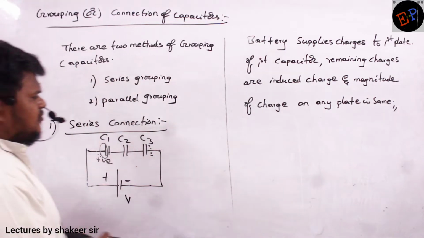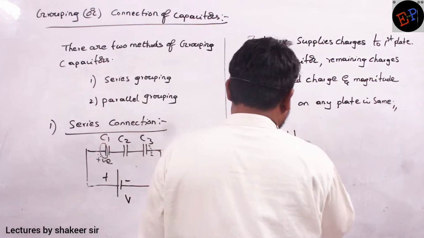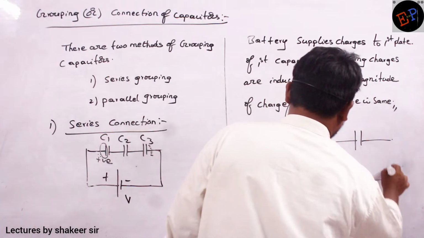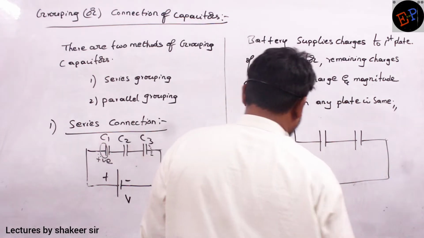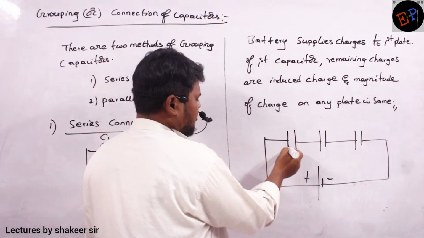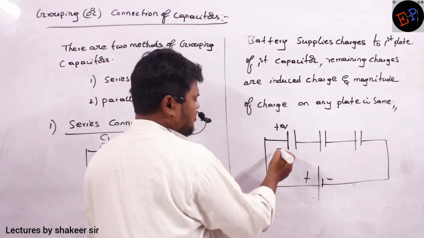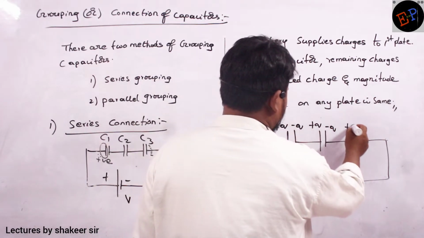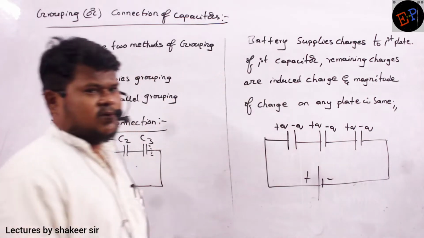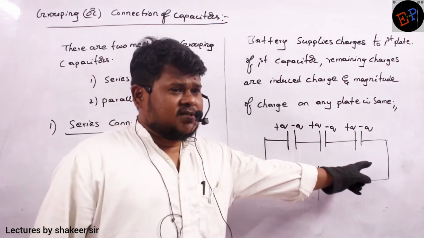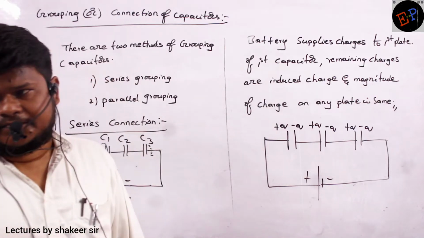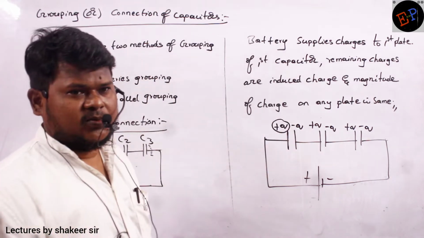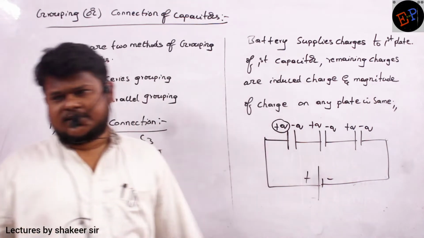See, now if I draw a diagram of this, I can draw like this. This is the battery, positive and negative. On the first plate, how much will be the charge? Plus Q. Second plate, minus Q. Next plate, plus Q. Next plate, minus Q. Next plate, plus Q, minus Q. And out of all these charges, the battery is supplying only this much charge. Remaining all the charges are induced charges.